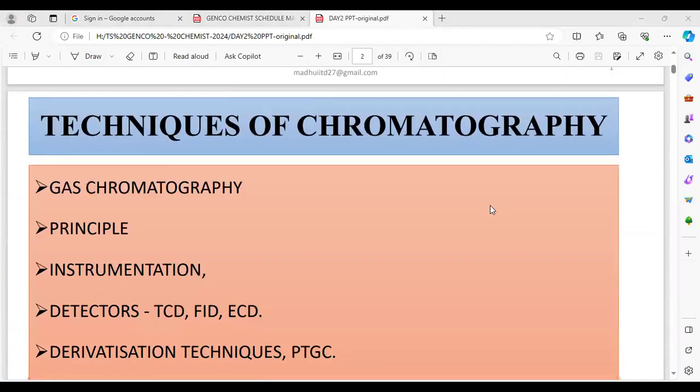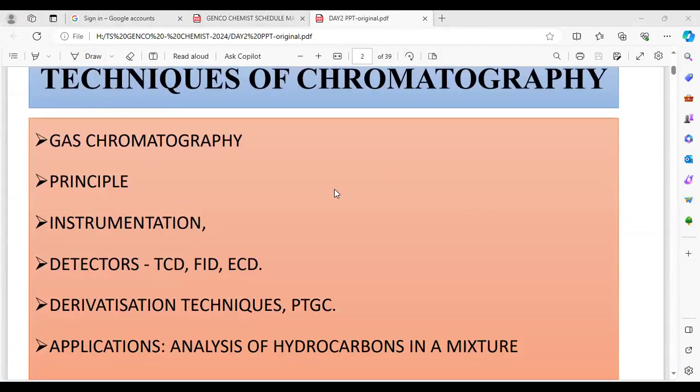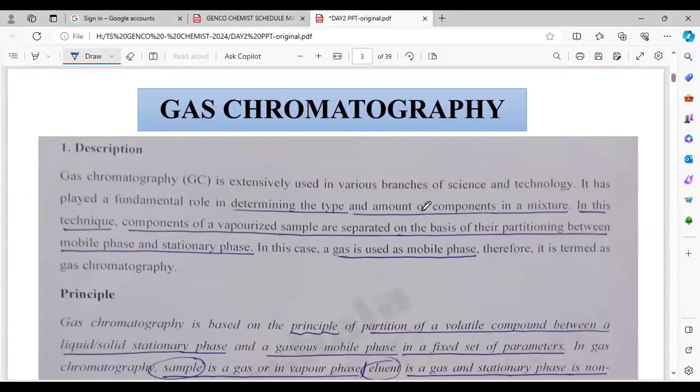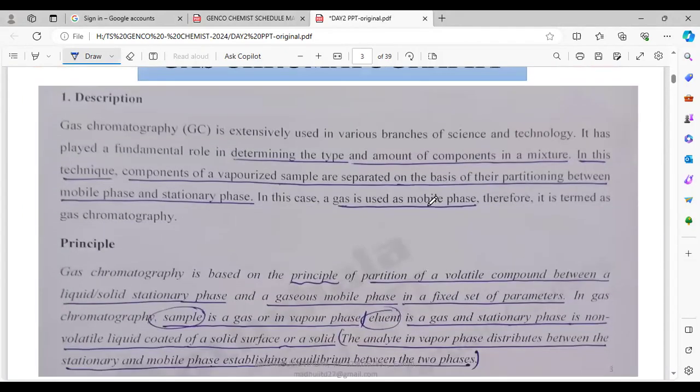Techniques of chromatography, day 2, gas chromatography. Now, in this chapter, I'm going to deal with gas chromatography: the introduction and its principle, instrumentation, detectors, and all the remaining. Let's move to what is gas chromatography? What is the main description about this?